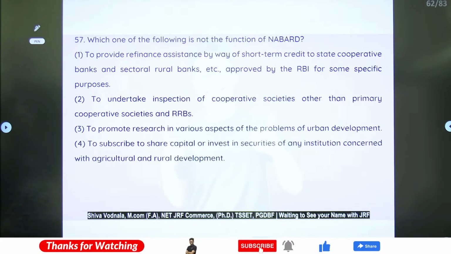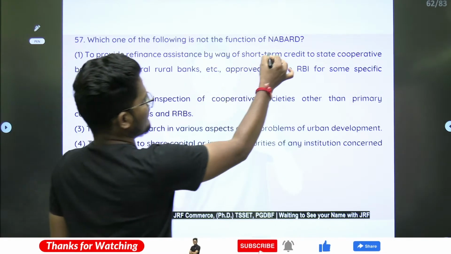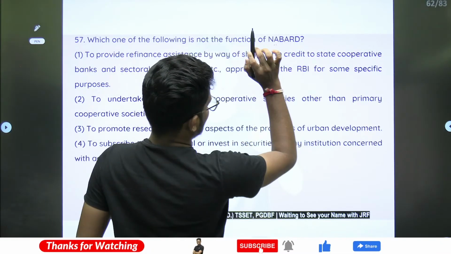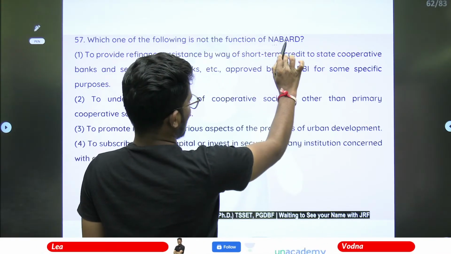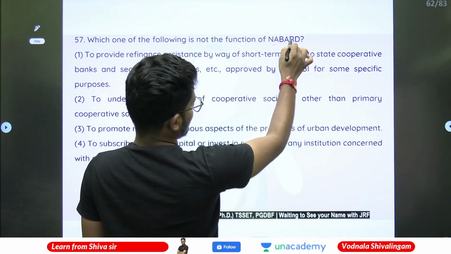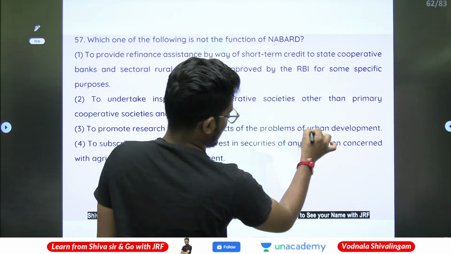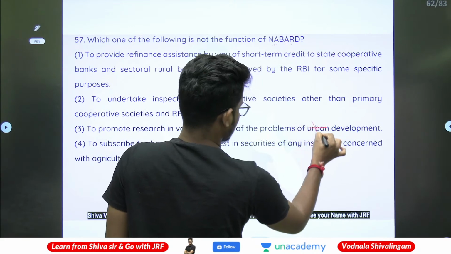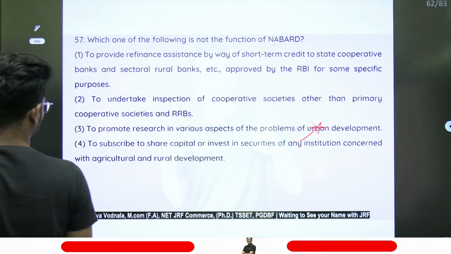So the answer is 3, because the name itself indicates this is the National Bank for Agriculture and Rural Development, and they stated urban development, which is wrong, not a function.